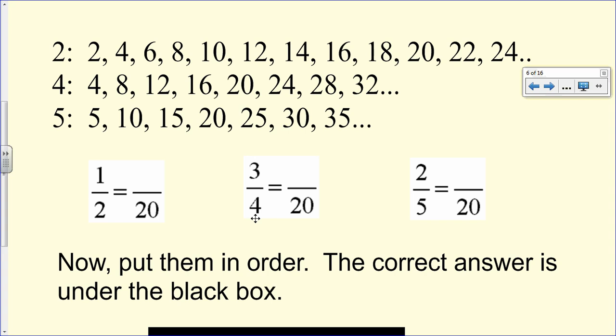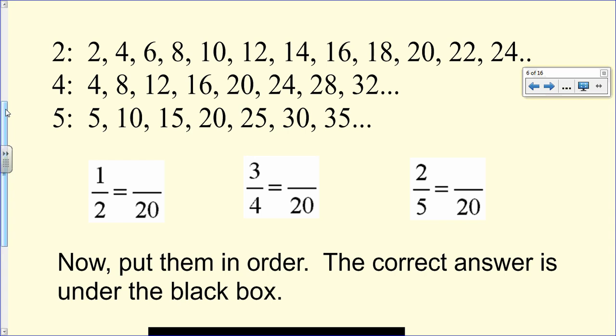Our next fraction, 3/4. 4 times 5 is 20. 3 times 5 is 15. Our last one, 5 times 4 is 20. So we need to multiply 2 by 4, and the number up here should become 8.